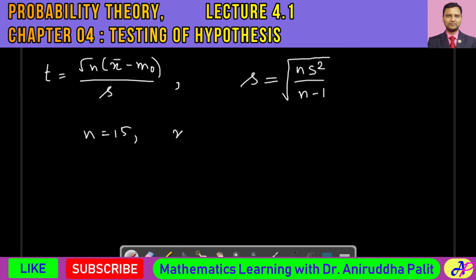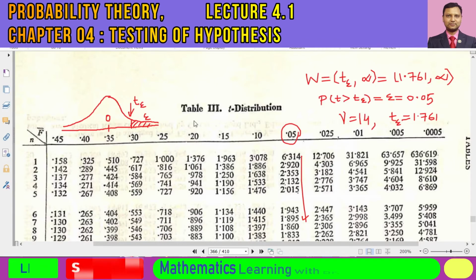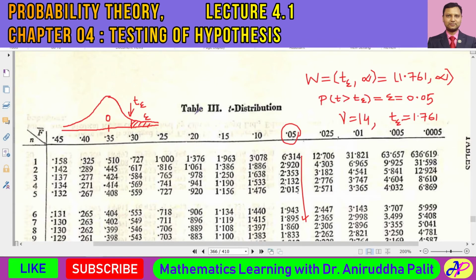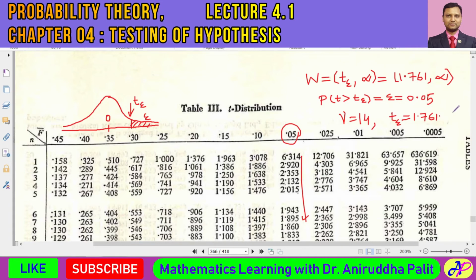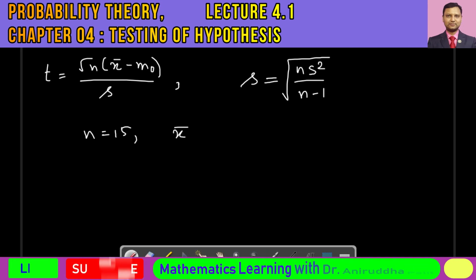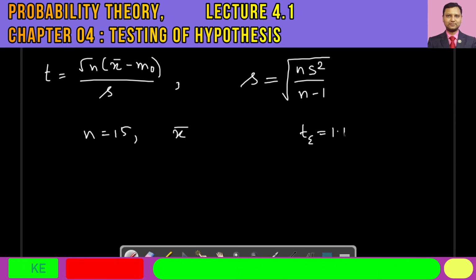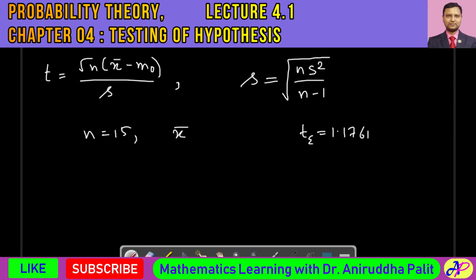You see what was x bar in the previous problem. Let me go back to this value. Let me just consider this value. t epsilon is equal to 1.761. So over here this t epsilon is equal to 1.761. Now what was the alternative hypothesis? H1: mu greater than mu0.